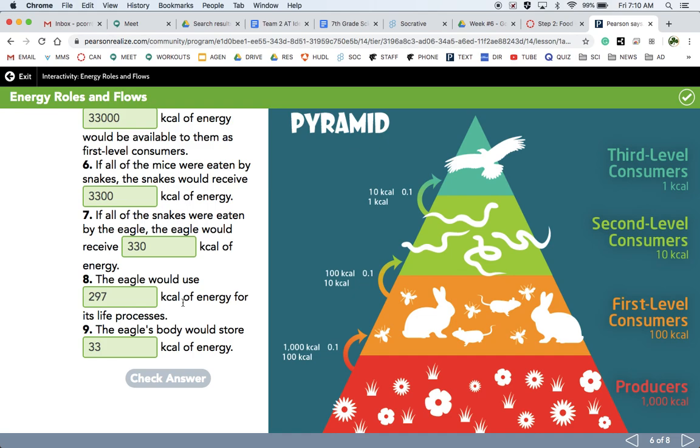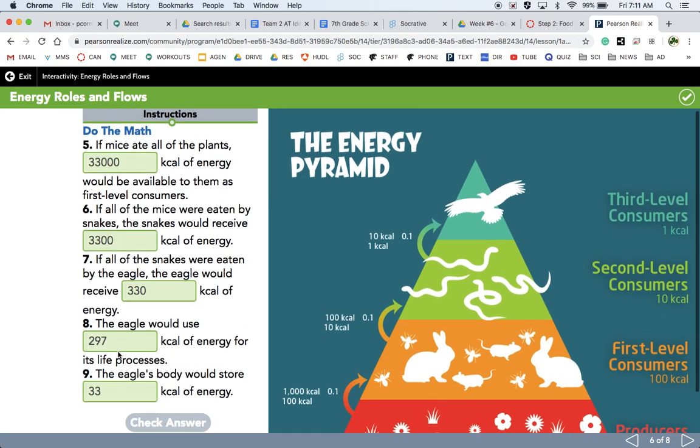And that's how much energy that eagle would use in its daily life processes. And so there'd be only 33 kilocalories of energy that the eagle could store, because all I did right there was subtract 297 from 330. And that gets you your final answer.